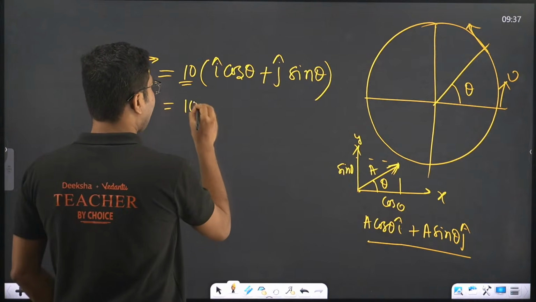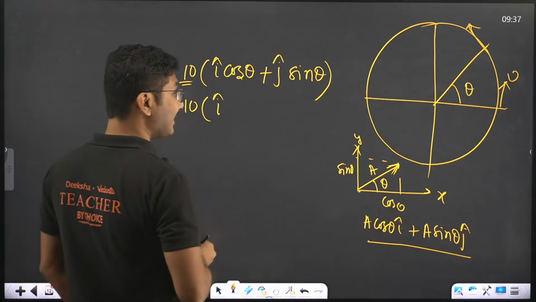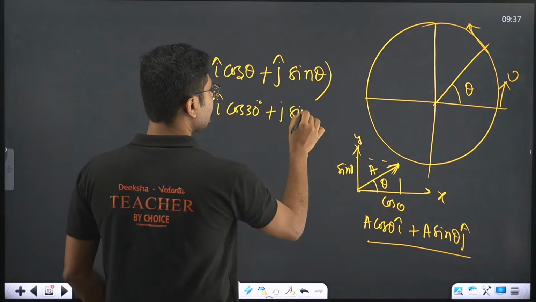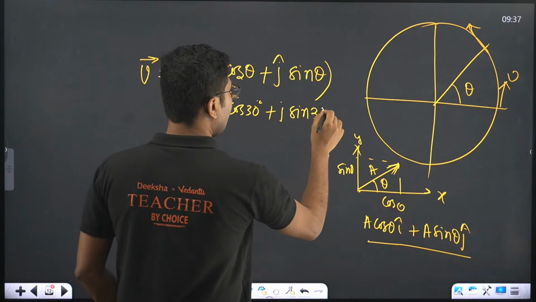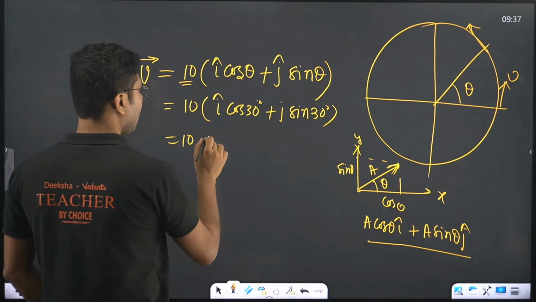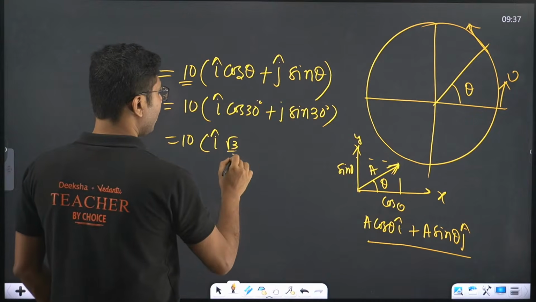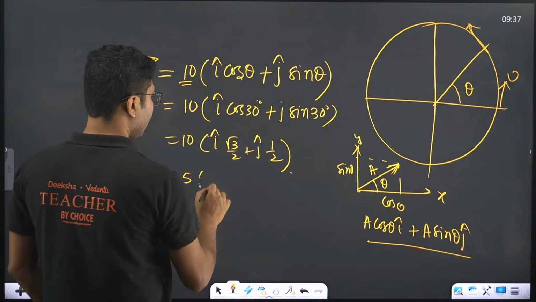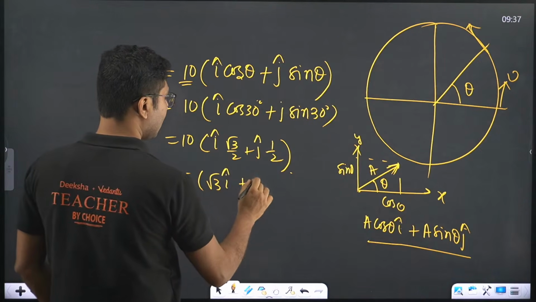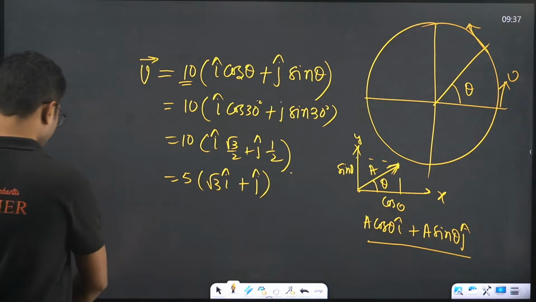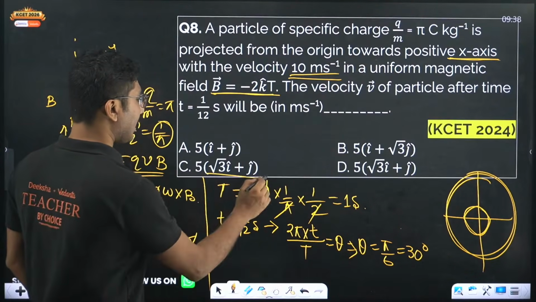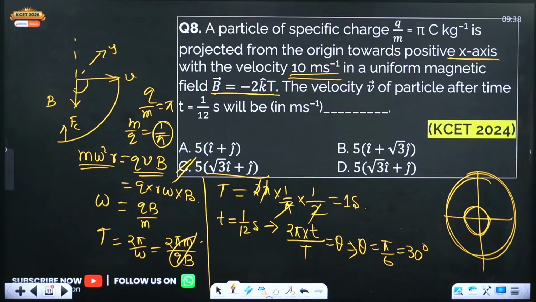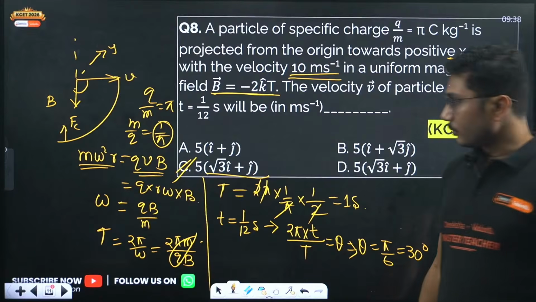So we calculated the angle to be 30 degrees, that is cos 30 plus sin 30. Cos 30 is root 3 by 2 and sin 30 is half. So it will be 10 i cap root 3 by 2 plus j cap into half, so it will be 5 into root 3 i cap plus j cap. If you go back here, it is root 3 i cap plus j cap. So option C is the correct answer for this question.